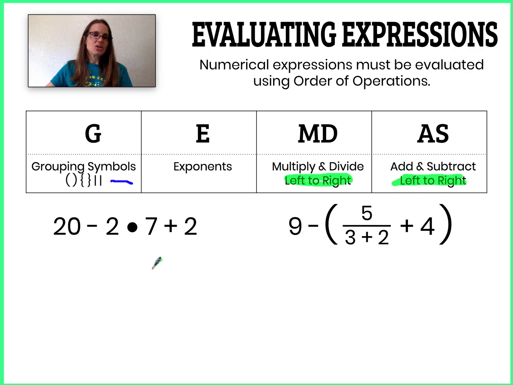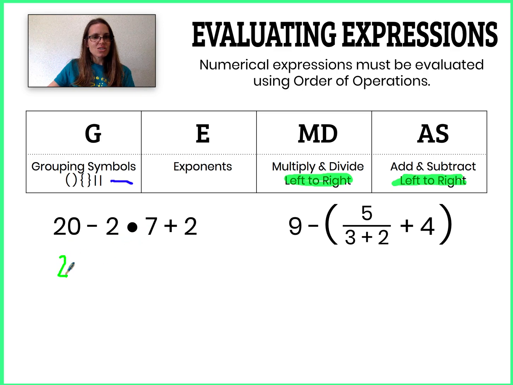First example, 20 minus 2 times 7 plus 2. We are looking for grouping symbols and we don't have any. Next, we're looking for exponents, no exponents. Next, looking for multiplication and division, which we do have. We have one multiplication. So the first thing we're going to do is evaluate 2 times 7. 2 times 7 is 14.